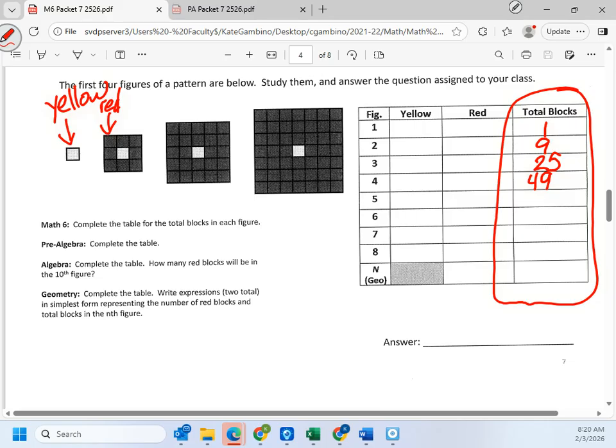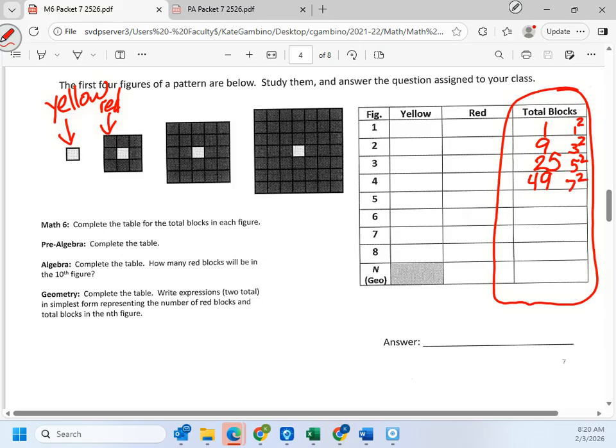What is 1 the square of? Rhoda? Yeah, 1 squared. What is 9 the square of? Moses? 3. What is 25 the square of? Fernanda? 5. What is 49 the square of, Vinny?